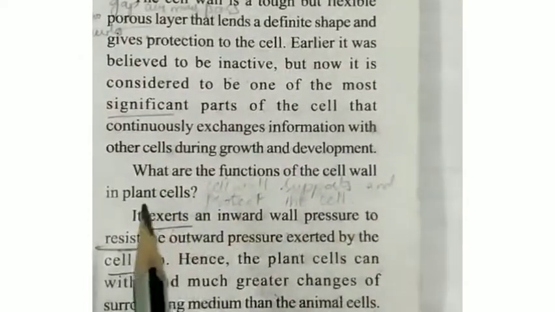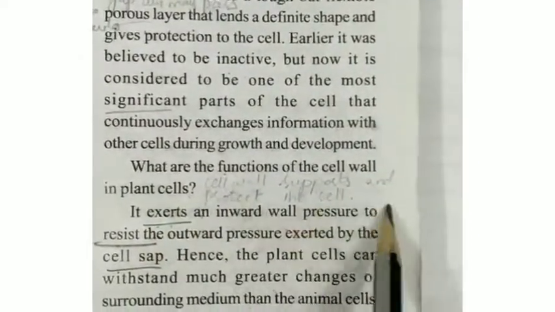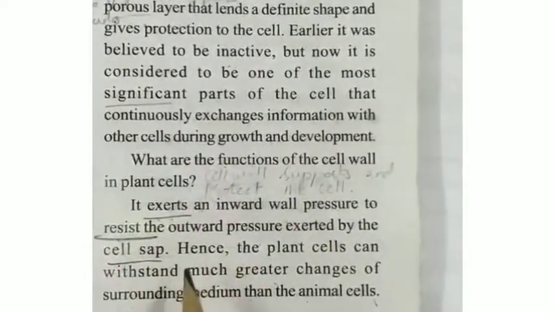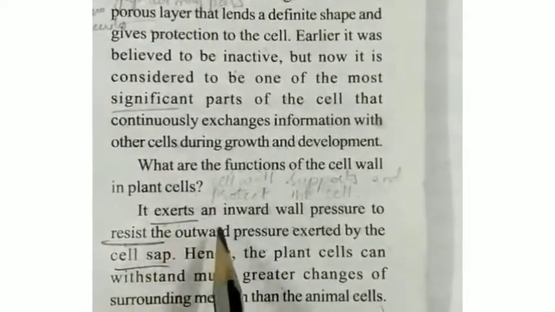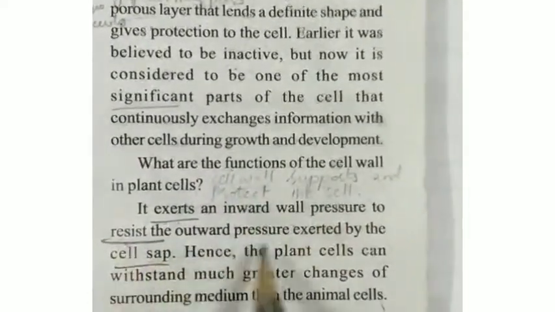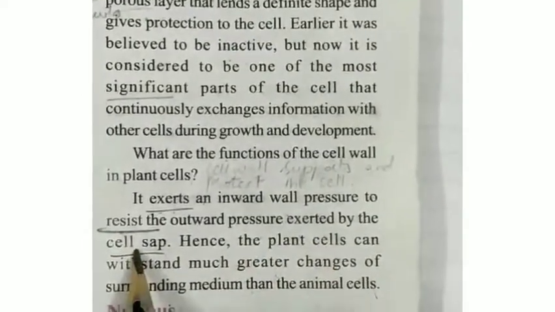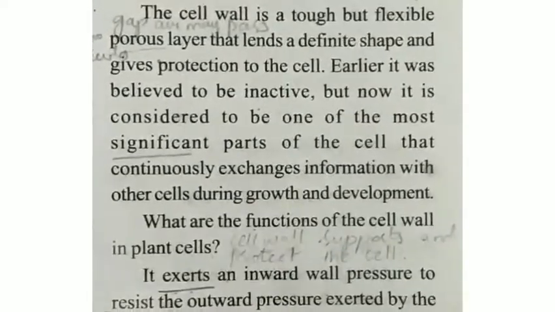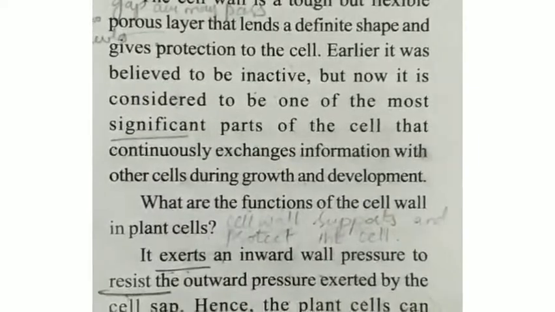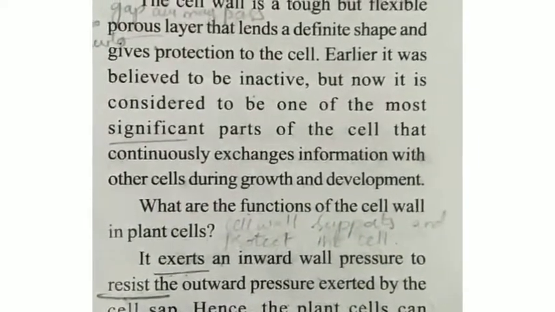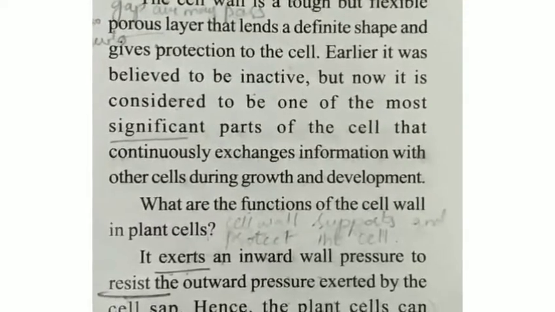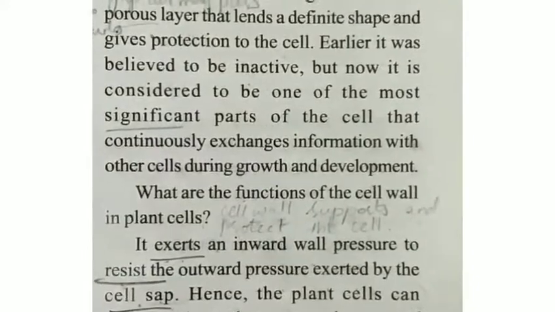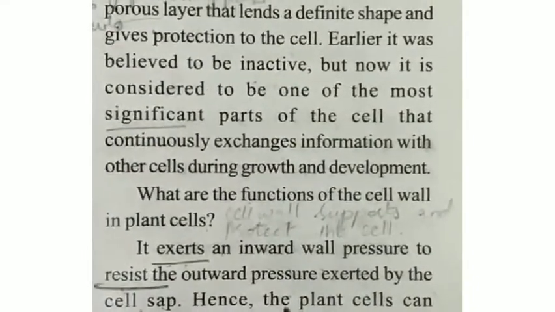So what are the functions of the cell wall in plant cells? The cell wall supports and protects the cell. It exerts an inward wall pressure to resist the outward pressure exerted by the cell sap. Cell sap is a fluid that consists of water and various substances. Hence, plant cells can withstand much greater changes of the surrounding medium than animal cells. Withstand means they can resist greater change compared to animal cells, with the help of the cell wall.